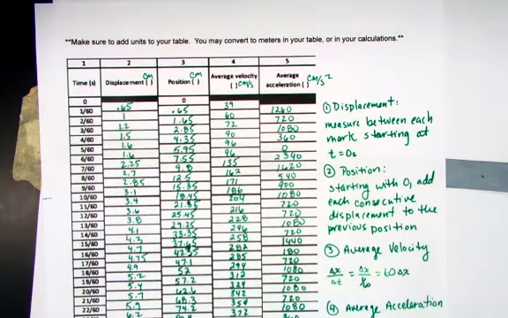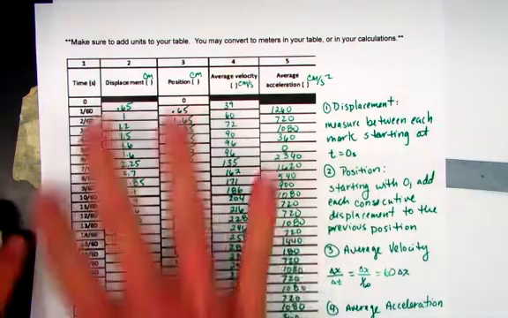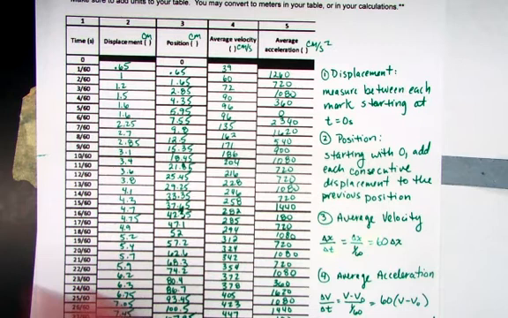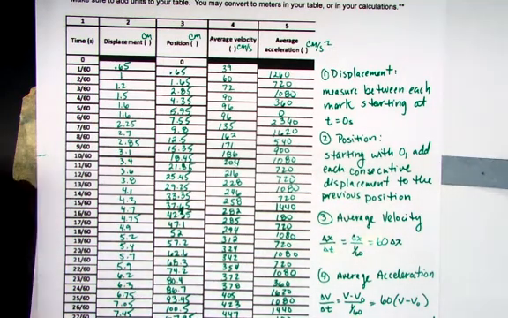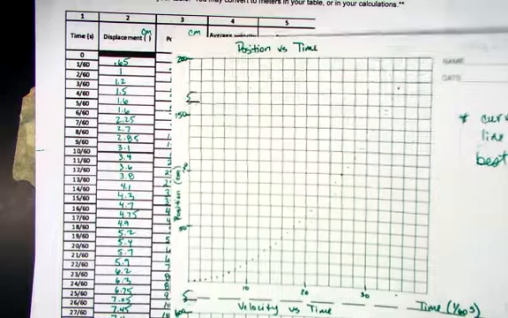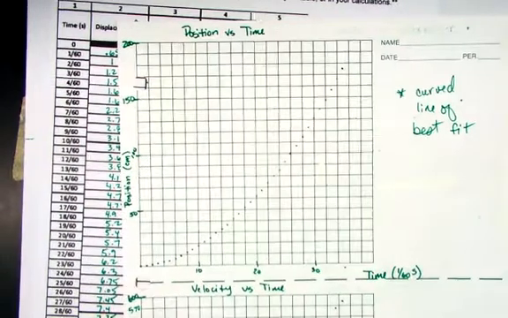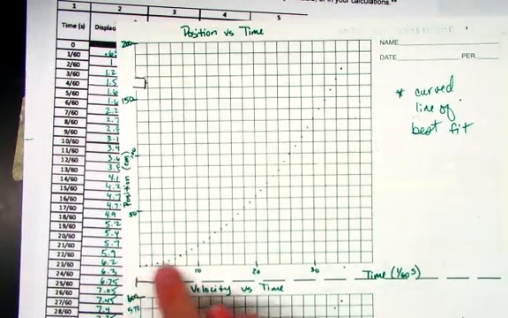Now, once you're done with this, hopefully you guys will all get the table done today. That is the goal, all right? And then for homework, you guys are going to have to draw this. So you have your position versus time. If you're doing it right, because it's accelerating, you should get a nice curve.